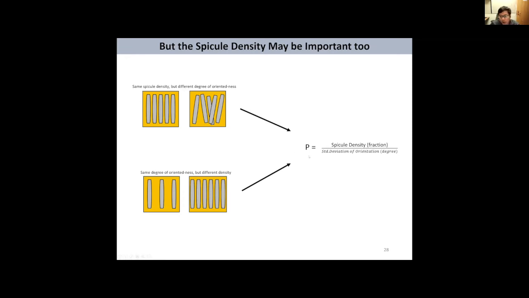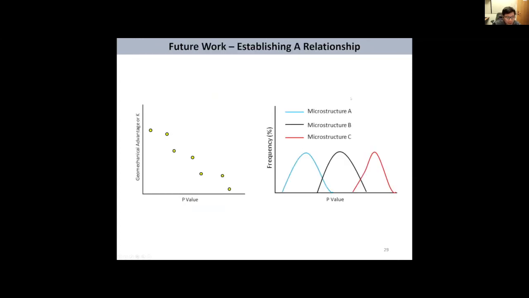So after we obtain the p-value, we can plot it against the properties that we want to find out. For example, if it has preferential fluid flow, or K, permeability, or if it has a geomechanical advantage. So our hypothesis is that this p-value should be inversely correlated with the permeability to a certain direction, or geomechanical advantage to a certain direction. But we have not done this yet. This is just a hypothesis.